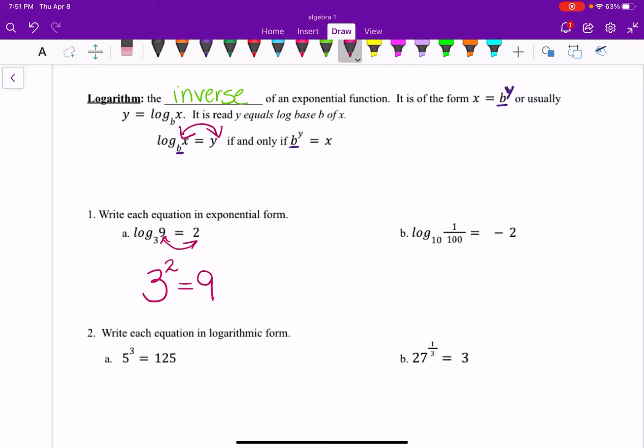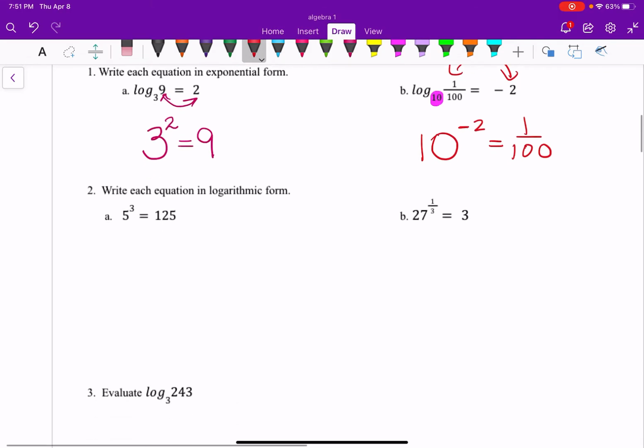This just takes a little practice, and every year I have to remind myself what goes where. So again, my base is 10, just like in an exponent, so my base is 10. These two switch places. So my exponent is -2, and my answer is 1 over 100. Okay? You got to practice this. This is going to be important.